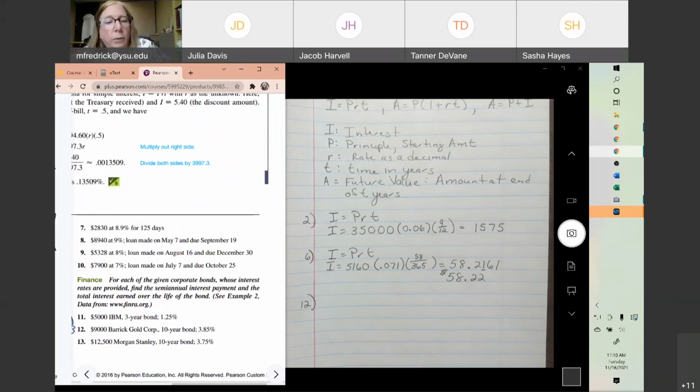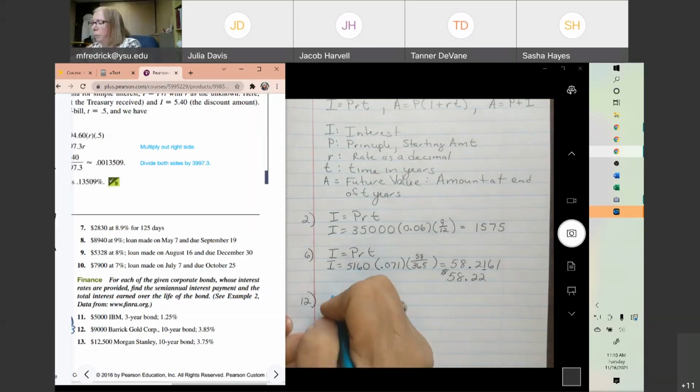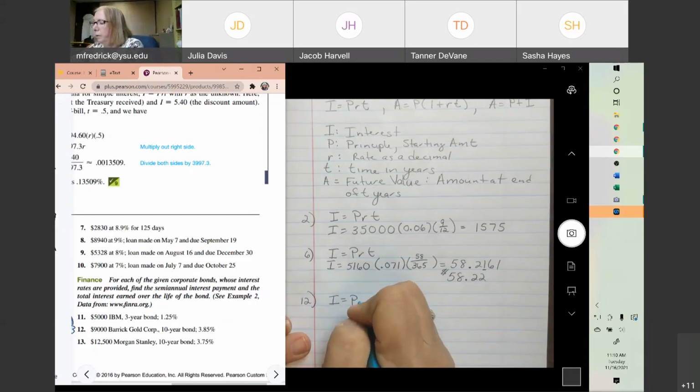For each of the given corporate bonds where interest rates are provided, find the semi-annual interest payment and the total interest earned over the life of the bond. So we look at number 12, it's a $9,000, 10-year bond, 3.85%, and we want to find the total interest earned. So again, we're looking for interest. So we'll use I equals PRT.